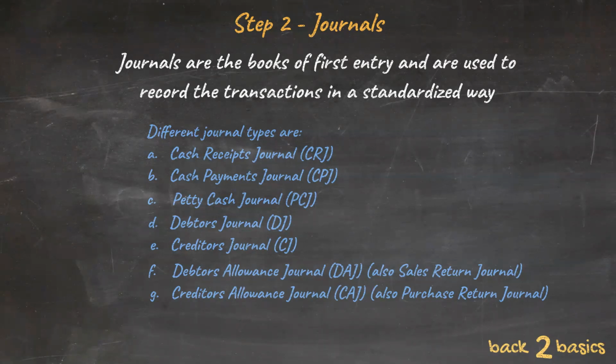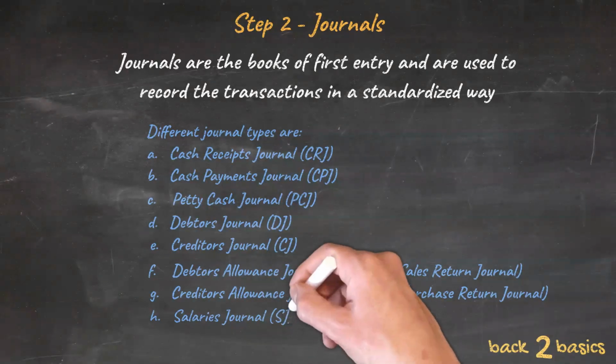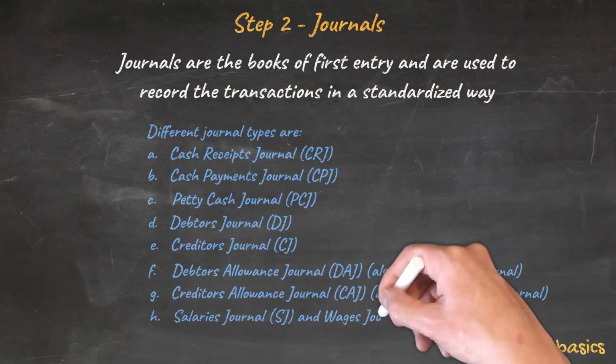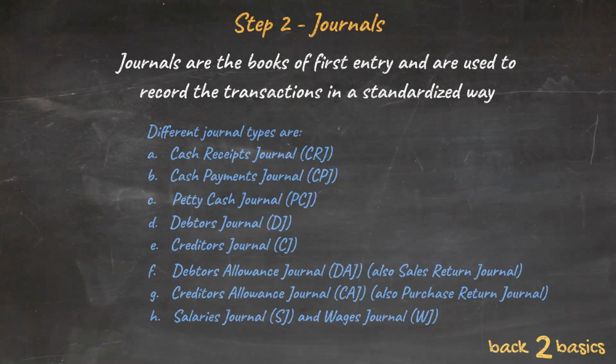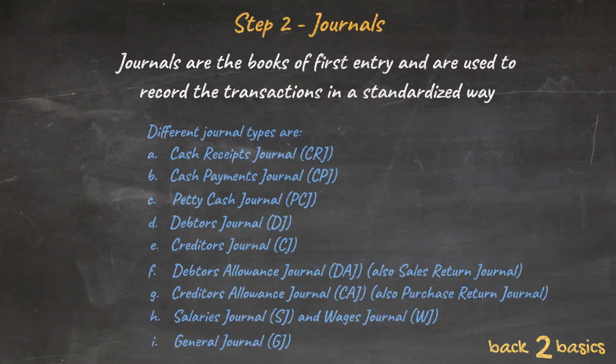Then there are salary and wages journals, and I think here the name is self-explanatory, where you record transactions that relate to salaries and wages. And then lastly, there's the general journals, and these are transactions that do not fit into any other journal.